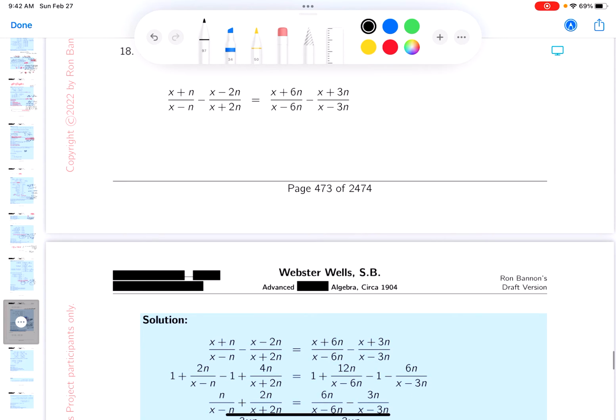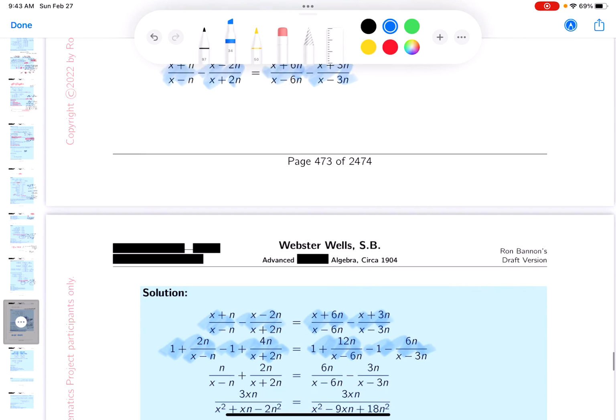But anyway, what do I do? I take each term and I divide it. And I'm going to trust you can do that on your own. Divide it. This term here, divide it. This term here, divide it. Relatively simple process, by the way.